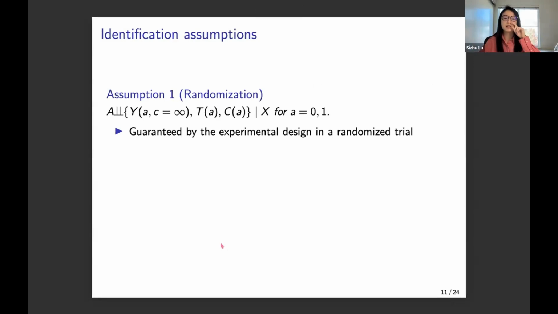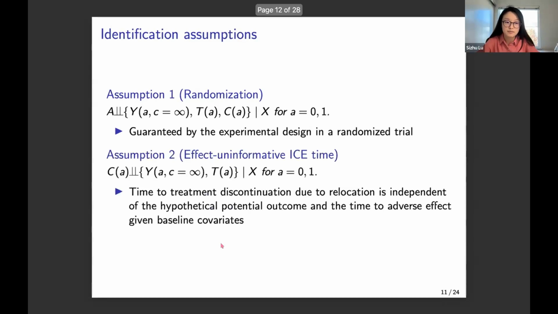And to address this challenge, we need to make some identification assumptions to see how we can identify and then estimate the causal parameter of interest. The first assumption will be the randomization of the treatment. So we assume this treatment assignment is independent of all the potential outcomes. And of course, this can be guaranteed by the experimental design in an RCT.